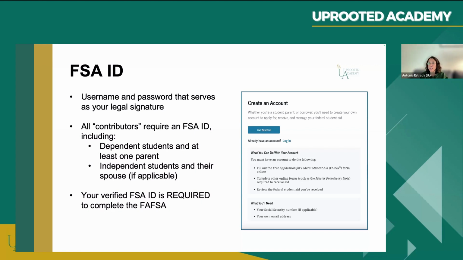FSA IDs will need to be authenticated with the Social Security Administration, so it usually takes 1 to 3 days for an FSA ID to be verified. So we recommend students and parents create FSA IDs at least 3 days before completing the FAFSA.